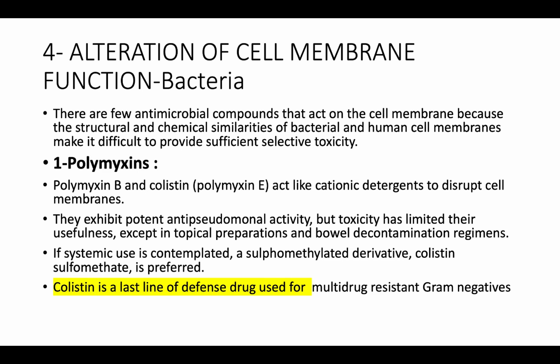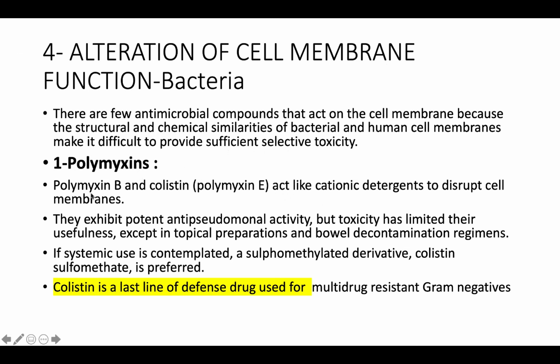Polymyxins. Now, the cell membrane: if I affect a cell membrane phospholipid bilayer, is it a selective target? Obviously not. I have a phospholipid bilayer, but I have lots of proteins in mine. Theirs have different proteins, so there are structural and chemical similarities between them that make it difficult to provide sufficient selective toxicity. So they are very highly toxic.